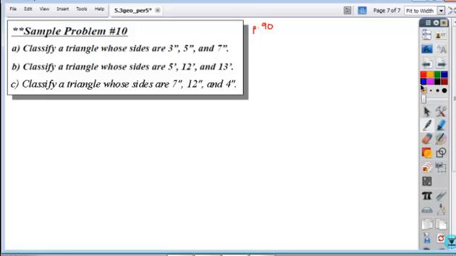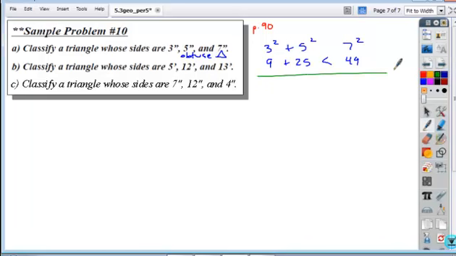One, classify sides of 3, 5, and 7. How many say acute? Right? Obtuse? Right, so if we take a look at this, we take the sum of the squares of the two smaller sides. So 3 squared, 5 squared compared to 7 squared. 9 plus 25 is smaller than 49. So the longest side squared is greater than it would have been in a right triangle, which pushes it out, and it becomes an obtuse triangle.